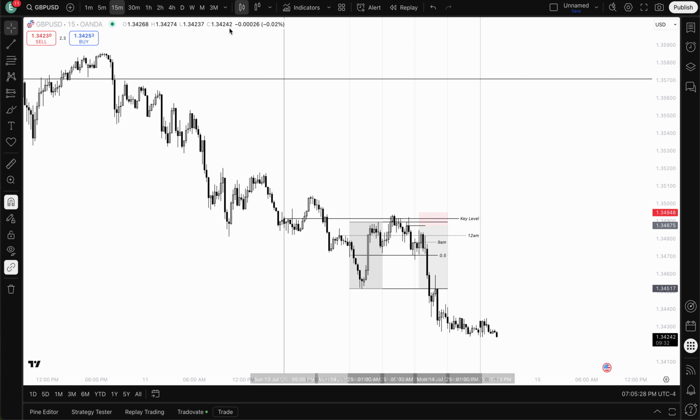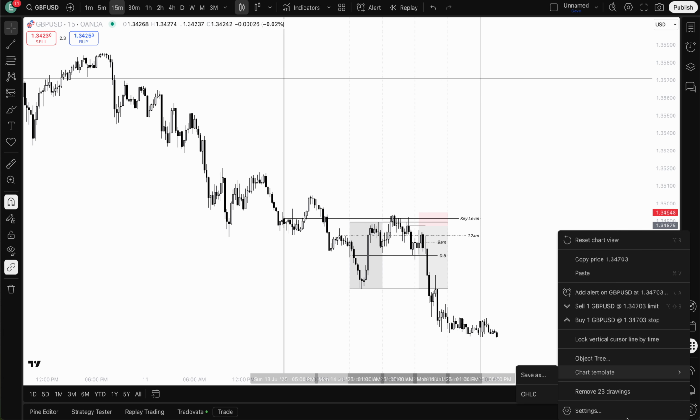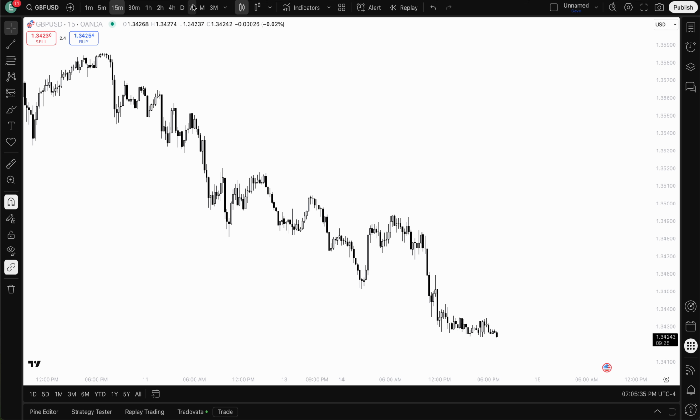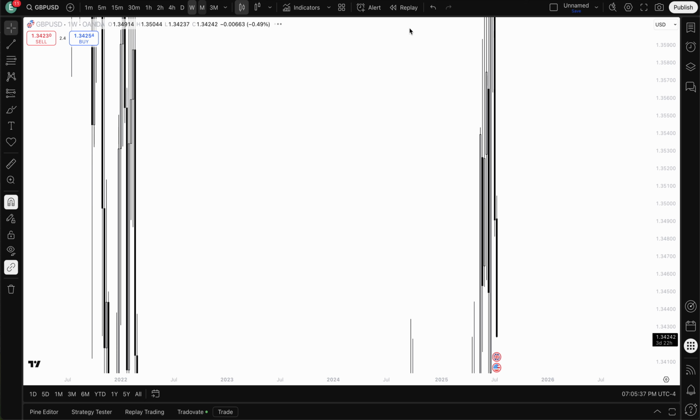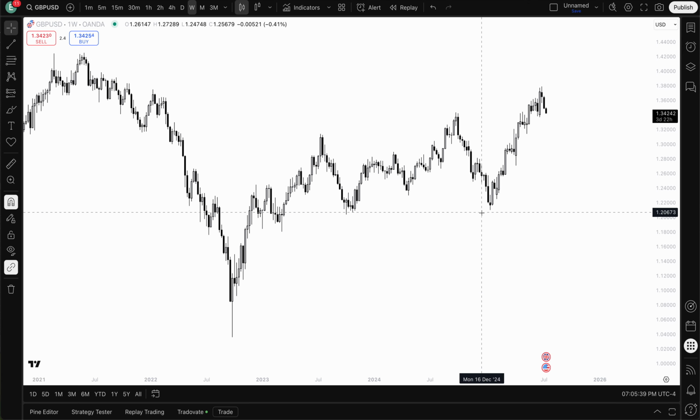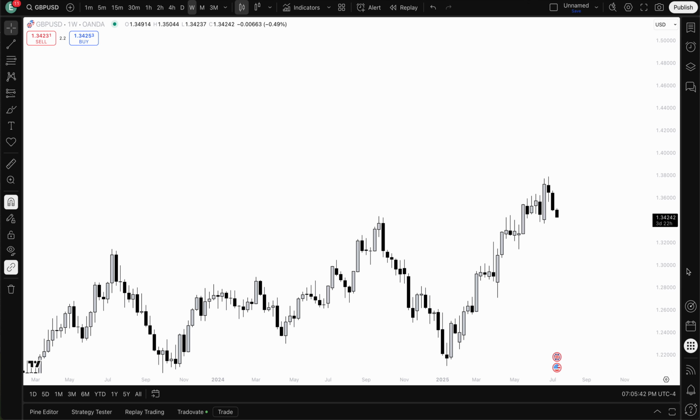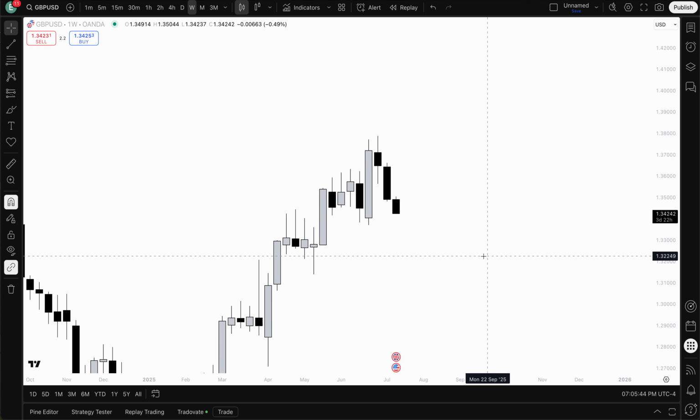I'm going to be going over the price action today for GBPUSD and why my bias was short. So, let's look in the weekly time frame. All right.